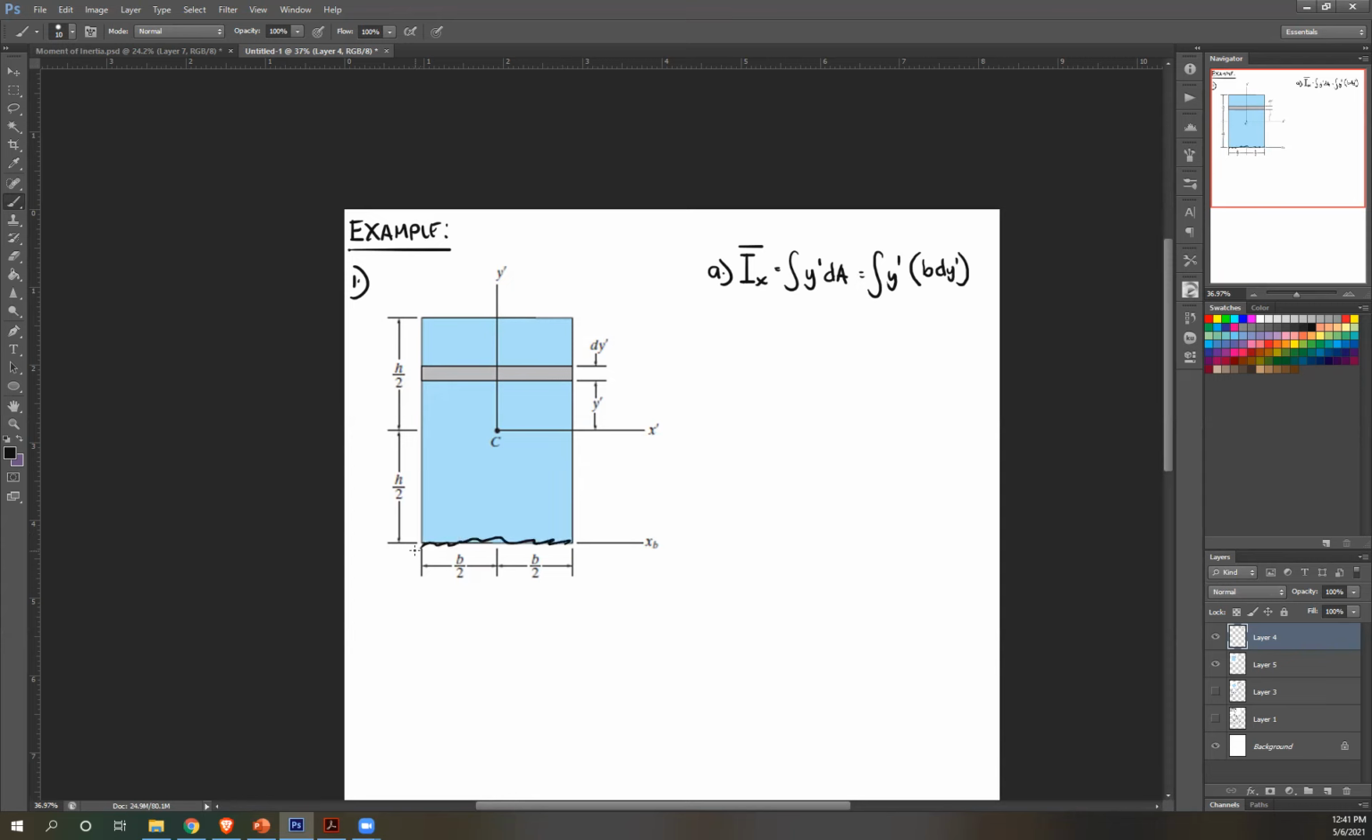So now we need to know the coordinate of this point, your base. If this is 0, and the total height of your rectangle is h, therefore this point is negative h over 2. So this is from negative h over 2, and similarly the upper limit, this point, is positive h over 2.